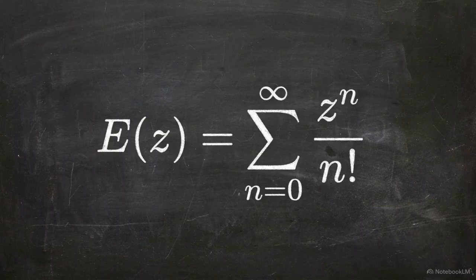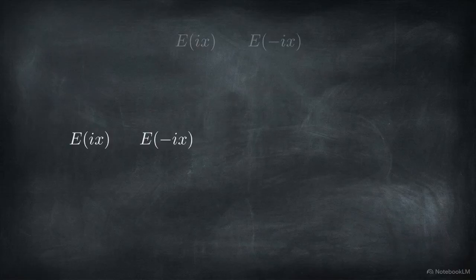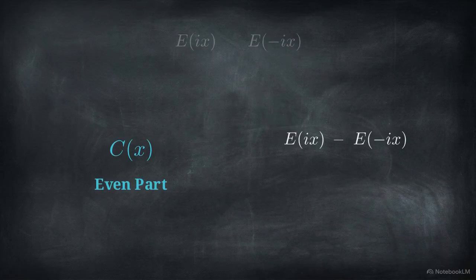We start by looking at the complex exponential function, e of z, which is defined by a universally convergent power series. Using this series, Rudin establishes purely algebraic definitions for two new functions, which he defines here as c of x and s of x. By adding and subtracting the complex exponential to its negative counterpart, c of x isolates the even part of the function, and s of x captures the odd.